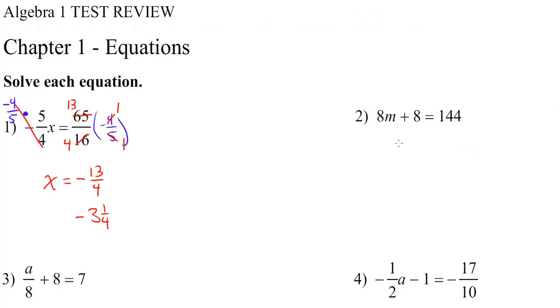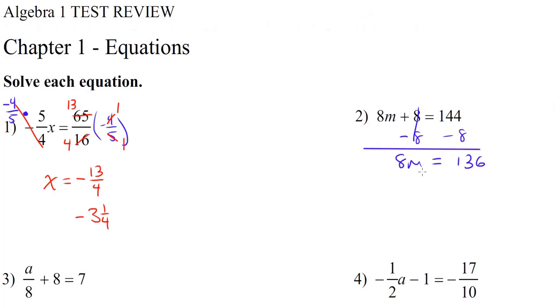All right, number 2, we have 8m plus 8 equals 144. So the first thing we're going to do is undo addition or subtraction. We're going to get rid of this positive 8 by subtracting 8 from both sides. Now on the left-hand side, the 8's cancel each other out, leaving us with 8m. And on the right, 144 minus 8 is 136.